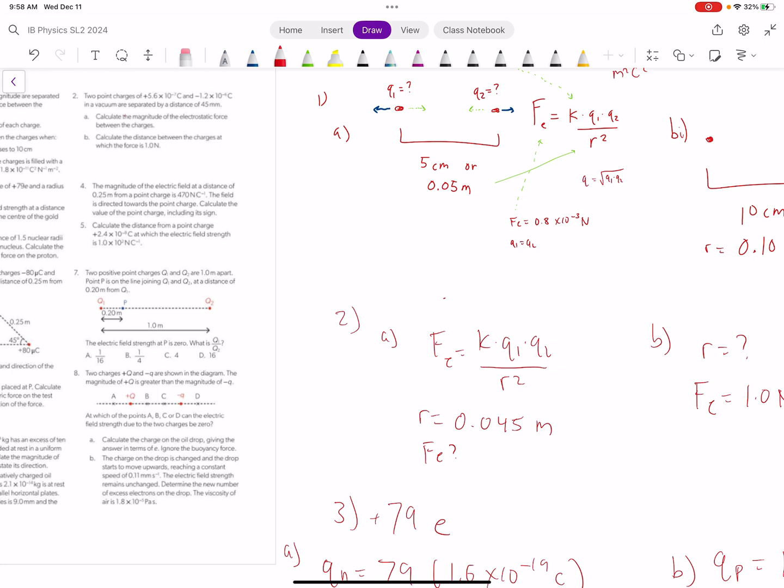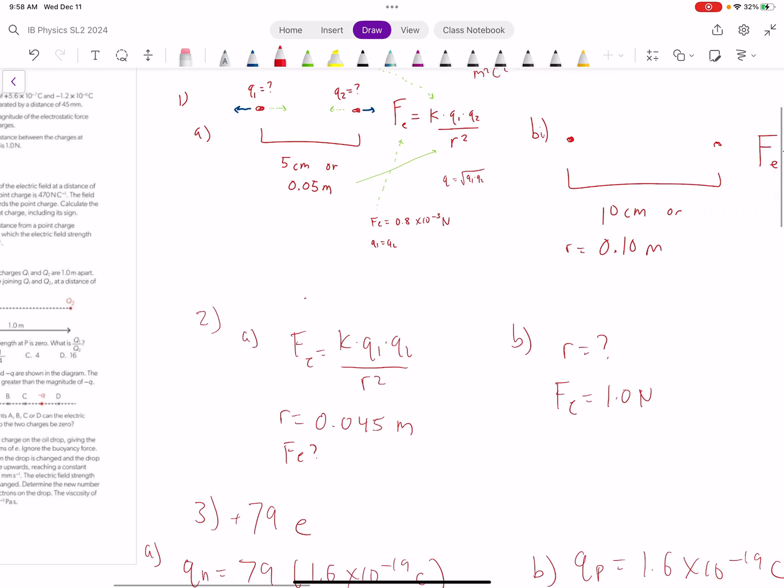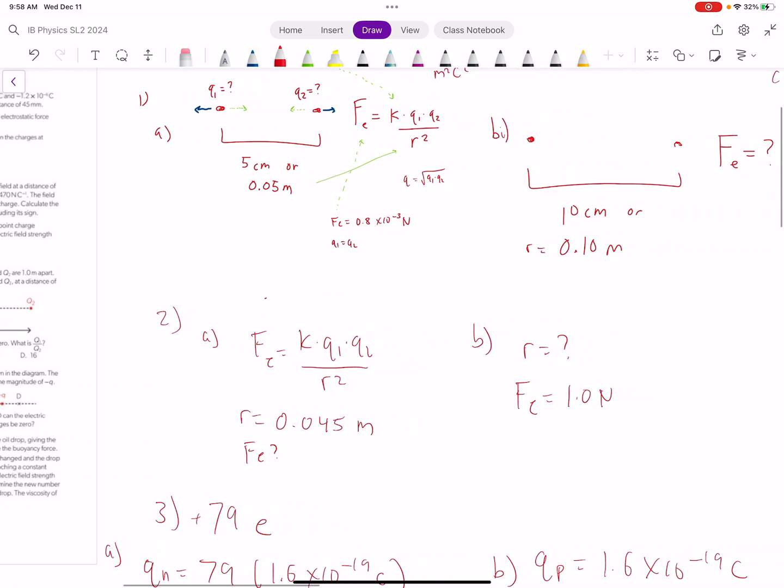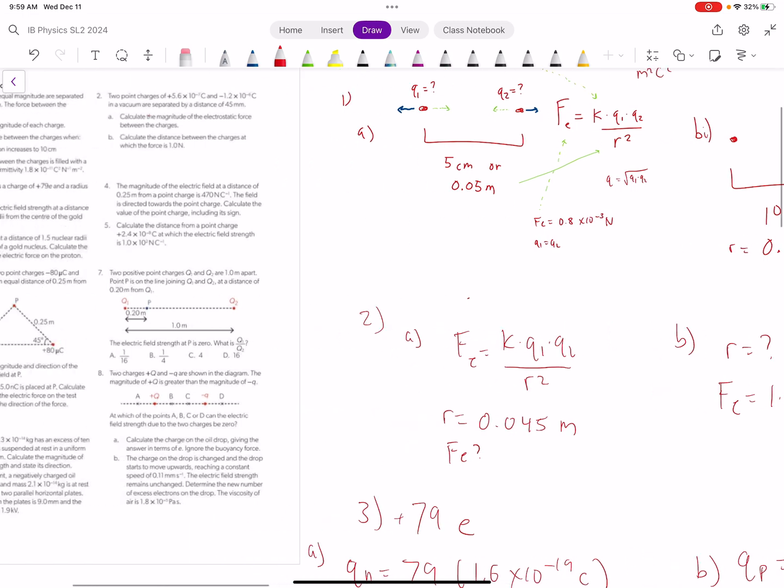Part B, calculate the distance between the charges at which the force is 1. So again, you're just plugging into this equation again, and then you're solving for R. It doesn't seem like anything that different from what we're doing, other than solving for R this time. So that's part B.